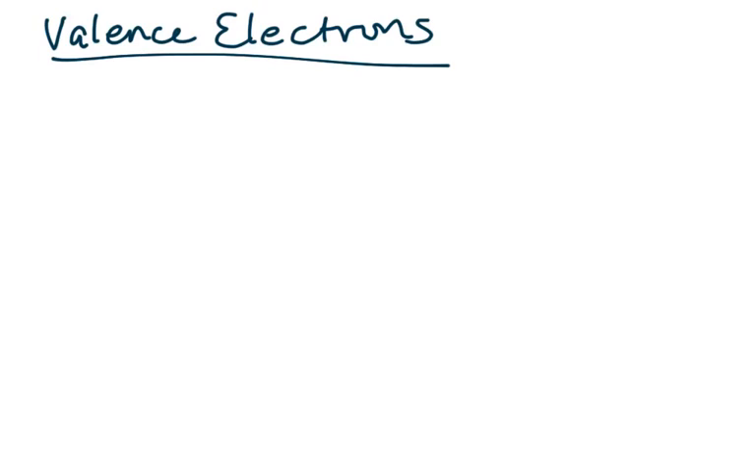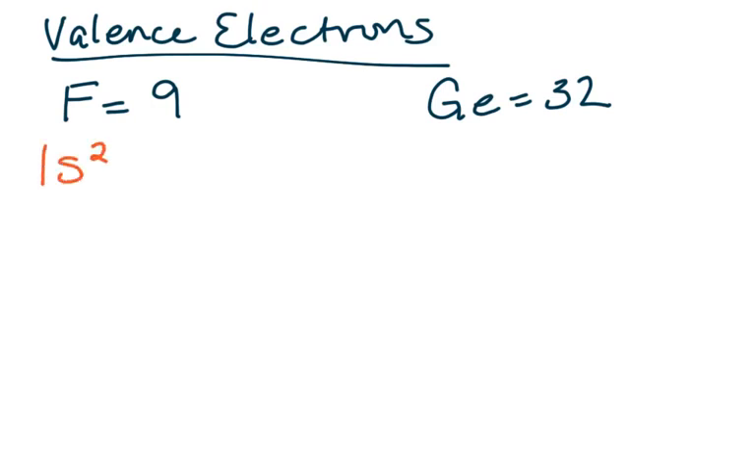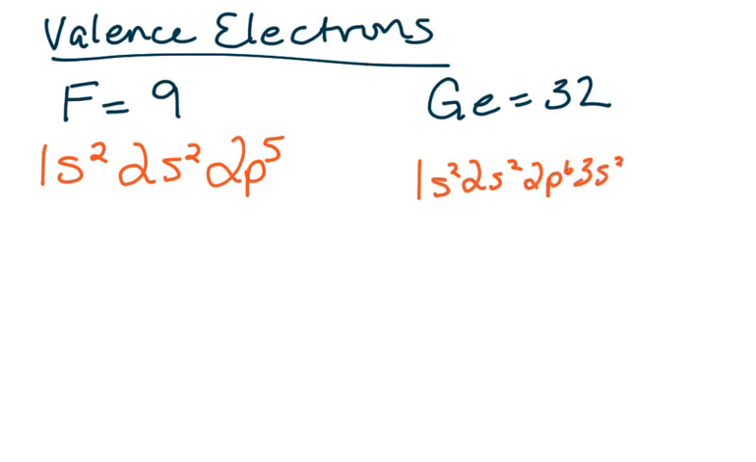And finally, we come to the last slide with sample problems, valence electrons. So we have F9 and we have Ge32. So the first thing I'm going to do is just write out their normal electron configuration. So 1s2, 2s2, 2p5 gives me 9 electrons for fluorine. And for Ge, I have 1s2, 2s2, 2p6, 3s2, 3p6, 4s2, 3d10. I'm going to have to go down low here, I'm running out of room, and 4p2.